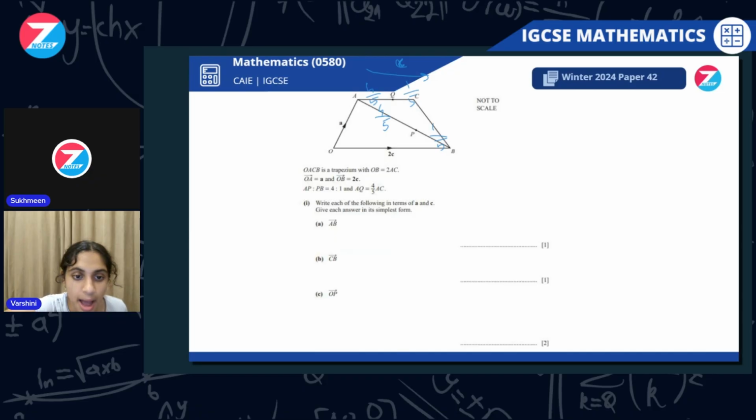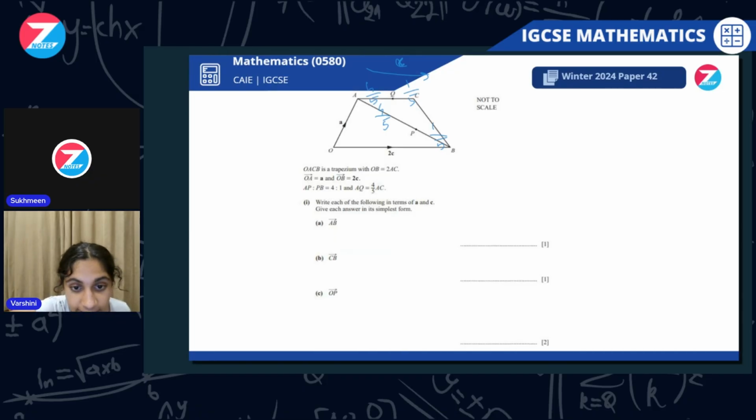Okay. Now, they want us to write each of the following in terms of A and C. So the first one is AB, which is A to B. So now to find A to B, we're just going to have to go backwards this way and this way. So that's going to be downwards of A, which is going to be minus A plus 2C. So minus A plus 2C, and we're just going to write that over here, minus A plus 2C.